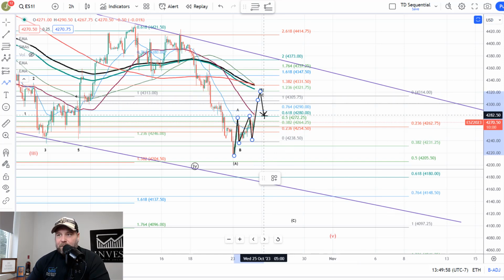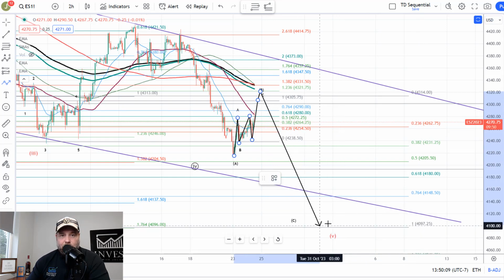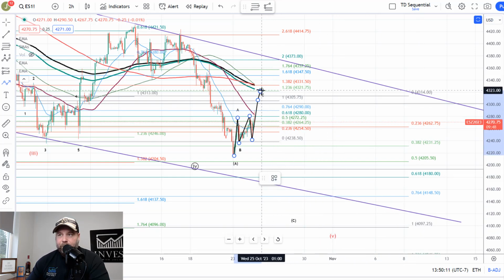If they start to come down quickly and break this 42.80 area, that would tell us that the impulsive move is failing, and we're likely to see this wave 5 down towards 40.96. If they come down and hold, then come back up towards the 43.50 area, and then back down one more time, and then up towards 43.73 plus.